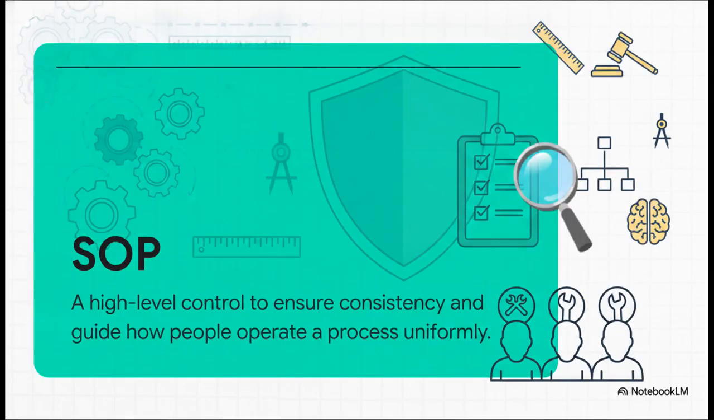To understand why it's so flawed, we kind of need to take a step back and define what an SOP actually is. A standard operating procedure is simply a high-level control ensuring consistency. That's it. Its primary purpose is to guide how the people operating a process do it uniformly. It's there to prevent a scenario where a task is done totally differently depending on who happens to be working the Tuesday afternoon shift. But here's the absolute critical takeaway. An SOP is merely internal guidance. It almost never overrides prescribed industry standards, and it certainly doesn't override basic professional competency.